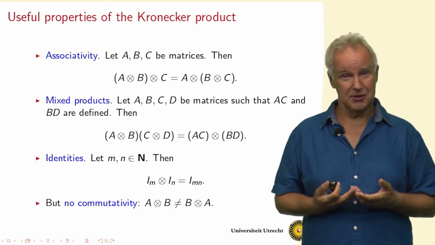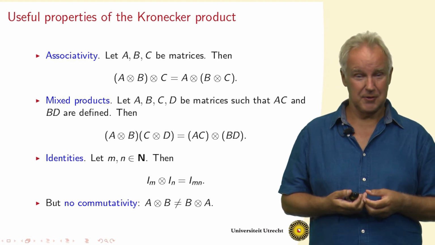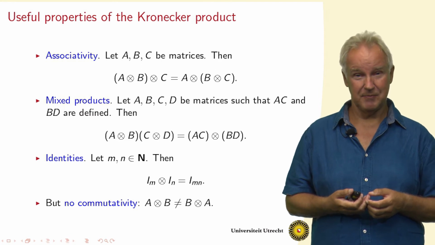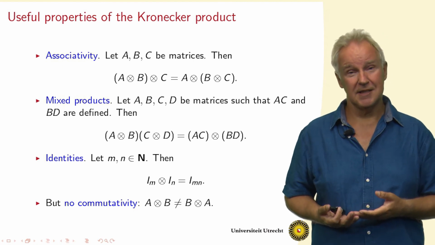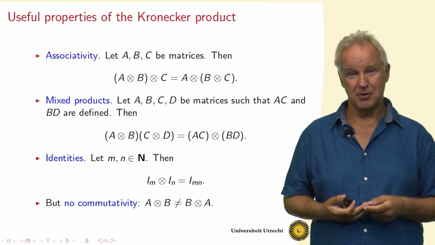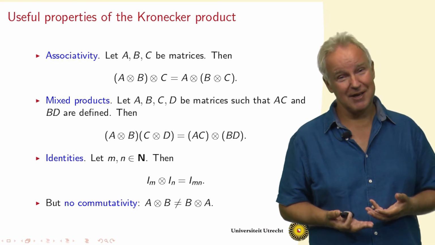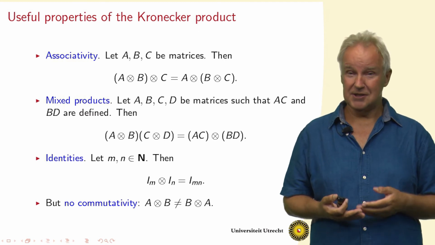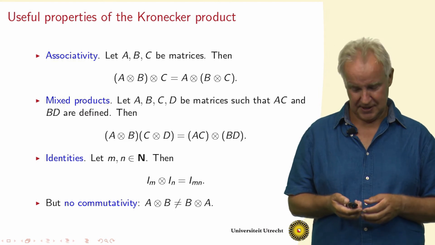We are interested in using the Kronecker product also for identity matrices. So if I have m copies of an n by n identity matrix on the main diagonal, then of course I have m times n ones on the main diagonal. So that is another property. And another property that we would like to have, but that doesn't exist, is commutativity. Similar to the regular matrix product, there's no commutativity. Here we don't have that as well.